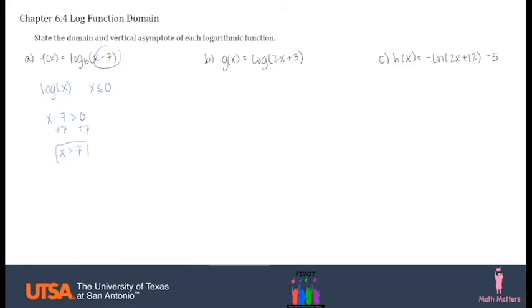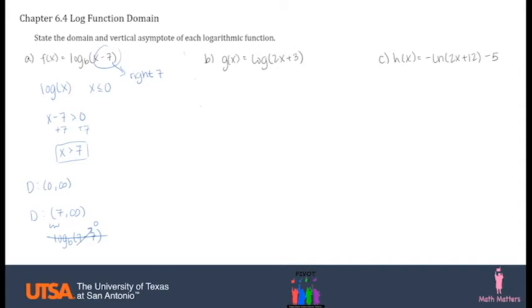Alternatively, we also know that the default domain for the parent function is 0 to infinity. And we know that this whole graph is being transformed. It's being shifted to the right 7 units. So our new domain is going to be from 7 to infinity.